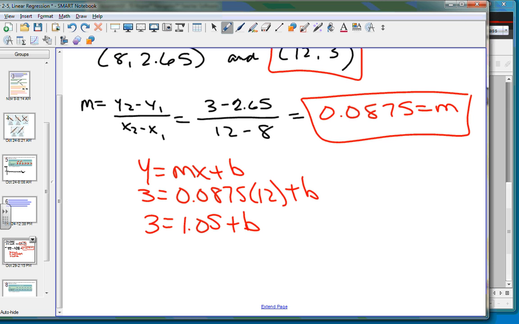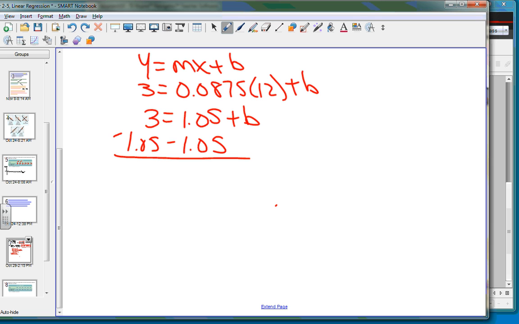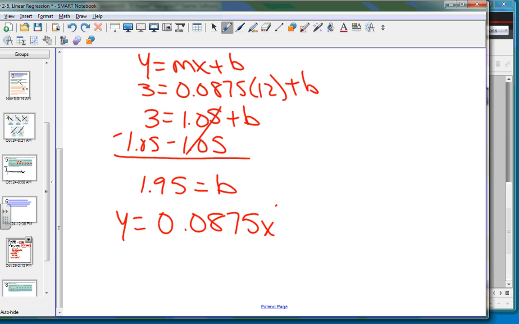If I solve for B, what do I do? And I have 1.95 is equal to my B. So now what's my equation? Y is equal to 0.0875x plus 1.95.